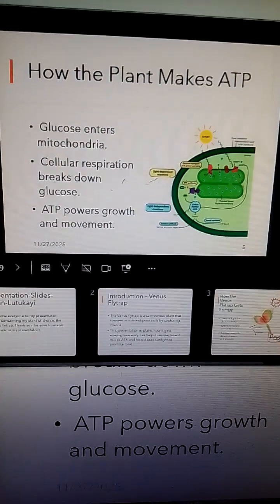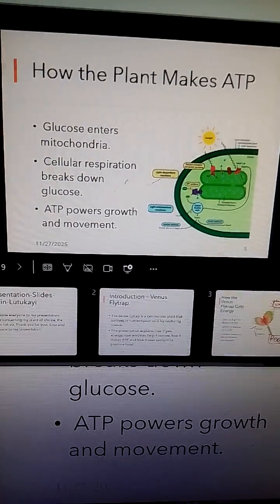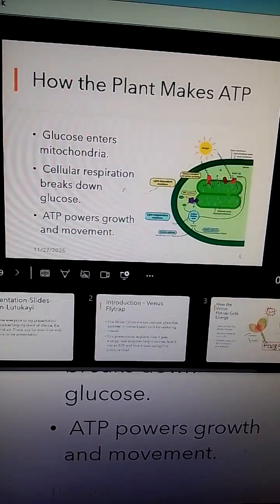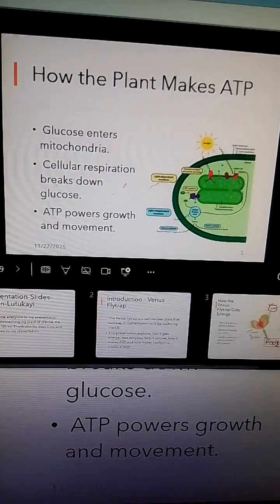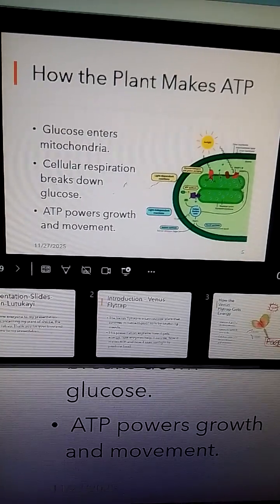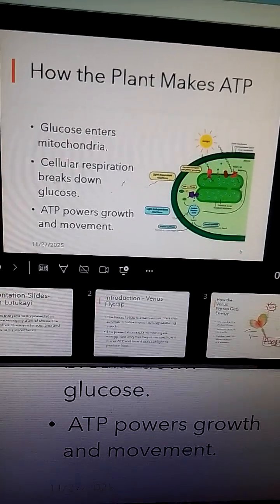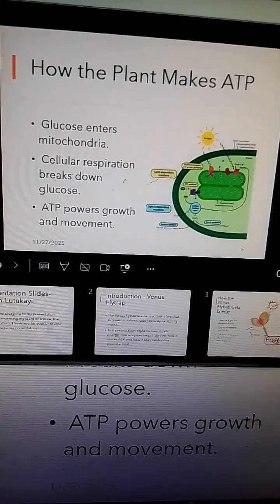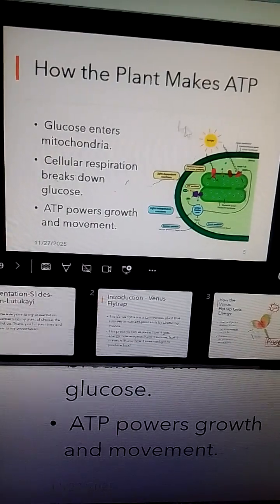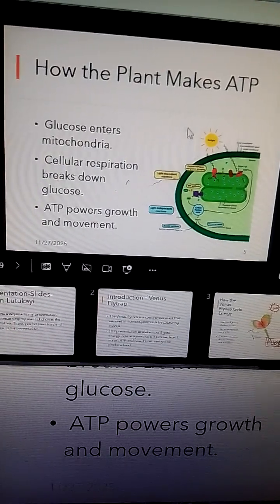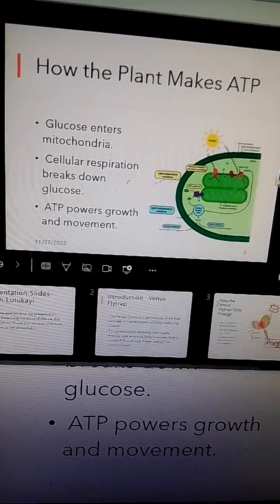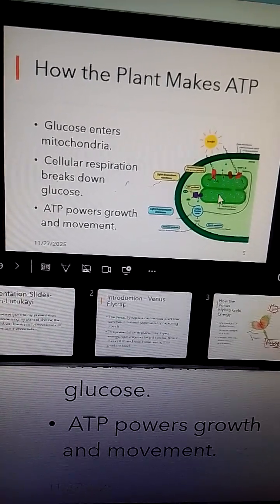Next slide, we are going to talk about how the plant makes ATP. The Venus flytrap needs energy to grow, move its traps, and repair its cells. This energy comes from a molecule called ATP. Inside the plant cell, glucose made during photosynthesis is taken into the mitochondria, and here is the mitochondria.